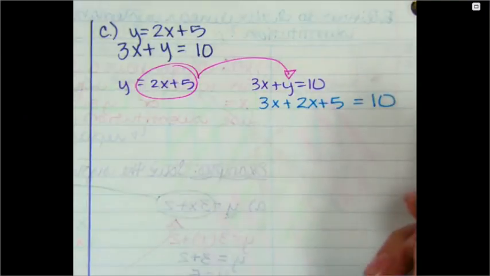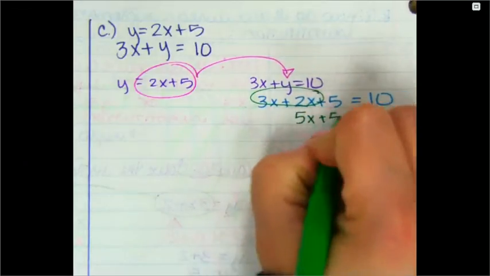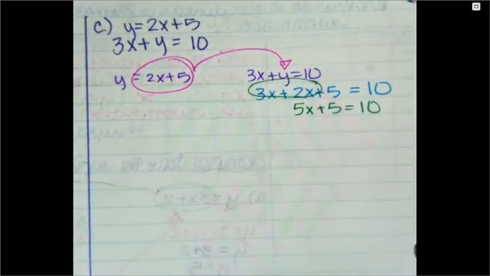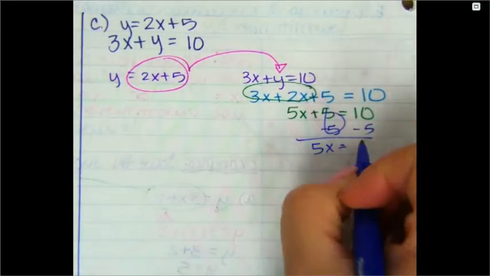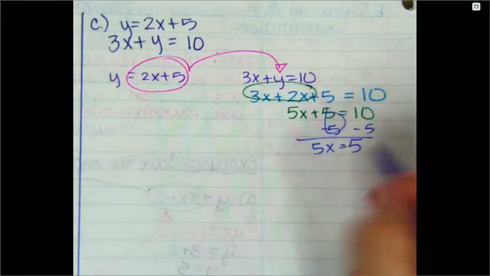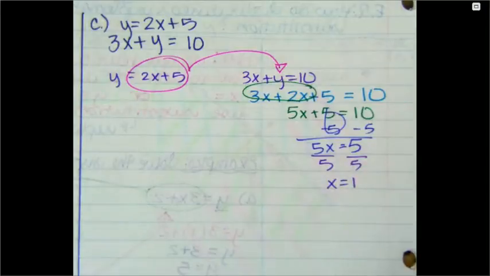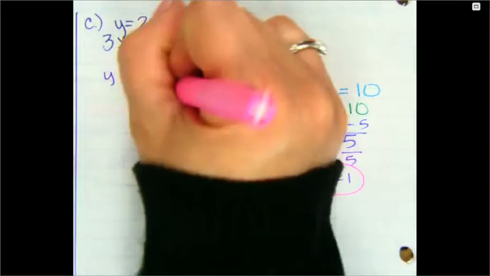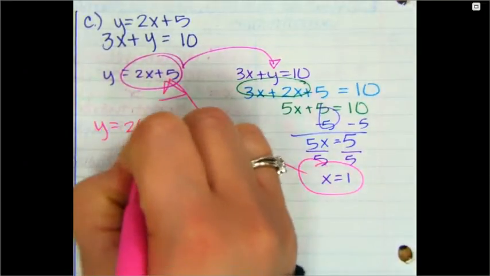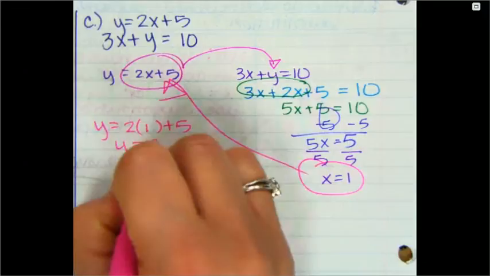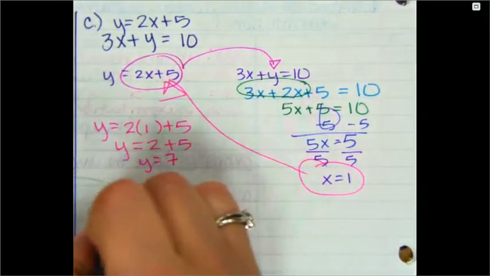Now what? Come on, like terms. So 3x plus 2x is what? 5x plus 5 equals 10. Now what? Good. So I get 5x equals what? Good. Now what? Divide by 5, and what does x equal? 1. What do I do with 1? Plug it back in to here, yes? All right. I get y equals 2 times 1 plus 5. What's 2 times 1? Plus 5 is what? 7. Good. Who had that 1 comma 7 as their solution?